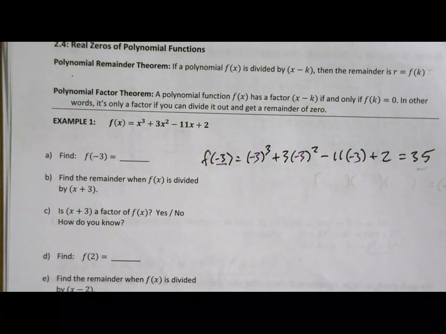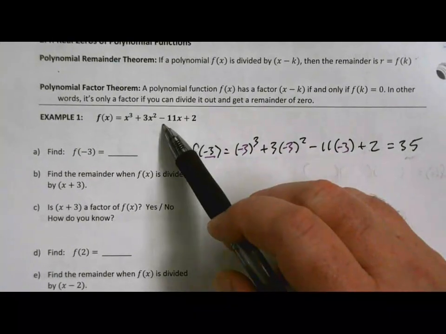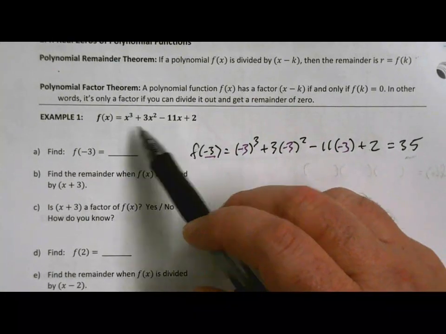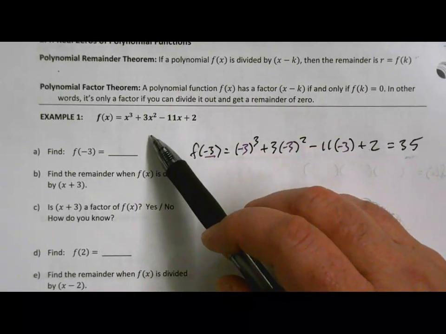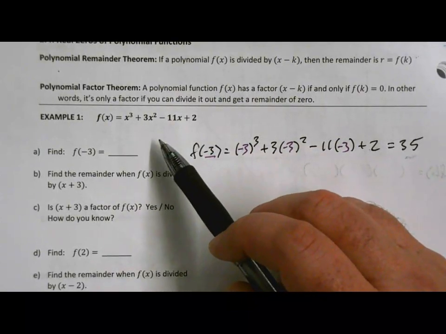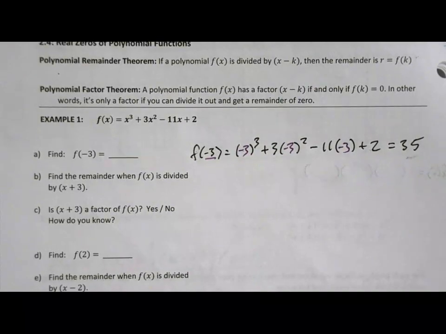Part B, they want us to find the remainder when we divide this thing by x plus 3. So if you imagine that this has got a division symbol underneath it, and underneath that is an x plus 3, how would you do that? You could either use long division or synthetic division. What would your choice be if we're trying to do this quickly? Synthetic for sure? Okay, so go ahead and do that synthetic division for me right now.